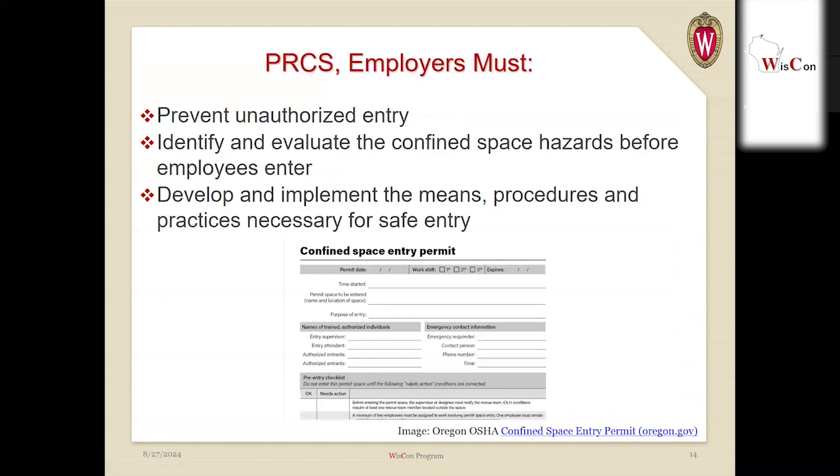So when we have a permit required confined space, there are elements the employers must adhere to. For one of those, it is preventing unauthorized entry into the space. It's also identifying and evaluating the confined space hazards before employees are permitted to enter that space, and developing and implementing the means, procedures, and practices necessary to ensure safe entry, but also safe rescue in the event of an emergency.